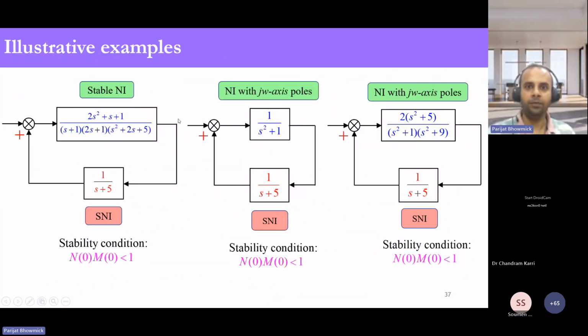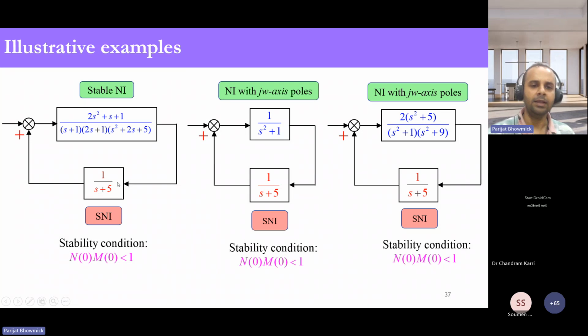Here I have taken three varieties of example. One is a stable NI system, this one. Another one is an NI system where we have poles on the j omega axis but not on the origin. And another one is where I have two poles on the j omega axis but not on the origin. All of them are NI systems, provided the first one is asymptotically stable, but the other two are marginally stable, right? They are not unstable, they are marginally stable. And you see, the beauty of this stability result is that all of them can be stabilized by the same controller, 1 by s plus 5.